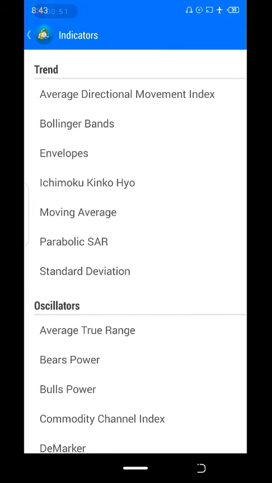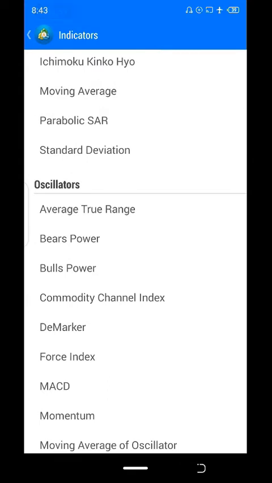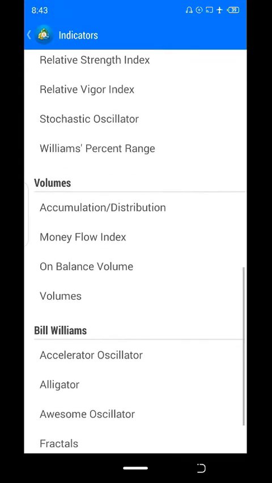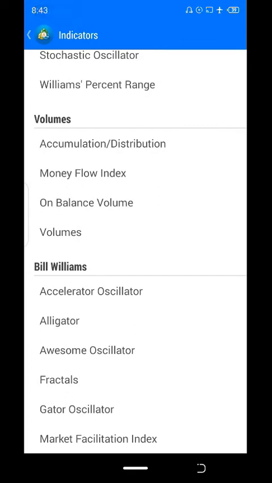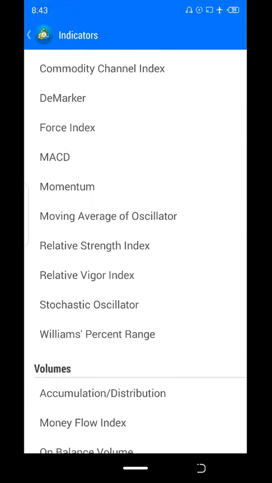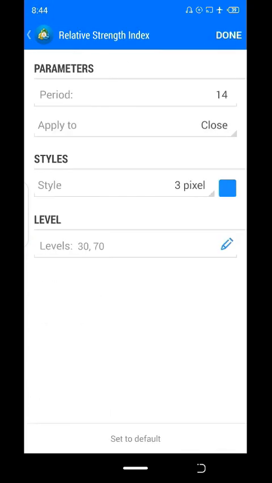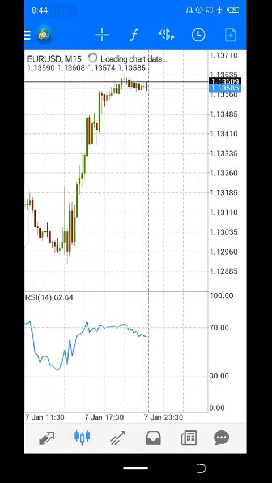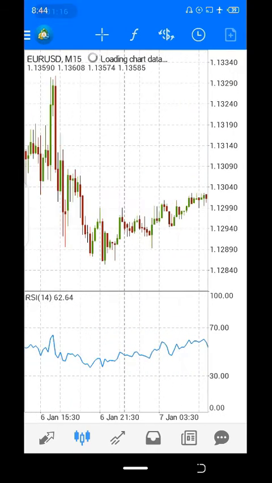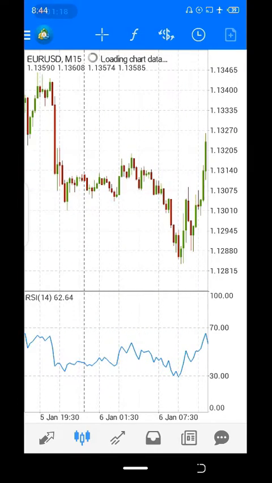So these are the indicators. We have the trend. In the trend, we have the average directional movement index. We have the oscillators, average true range, the volumes, and the Williams indicators. So let's hit the relative strength index. Okay, done. So this is an example of an indicator. This is how an indicator looks like.